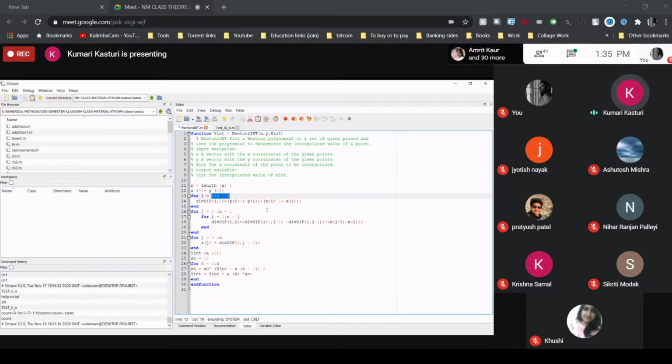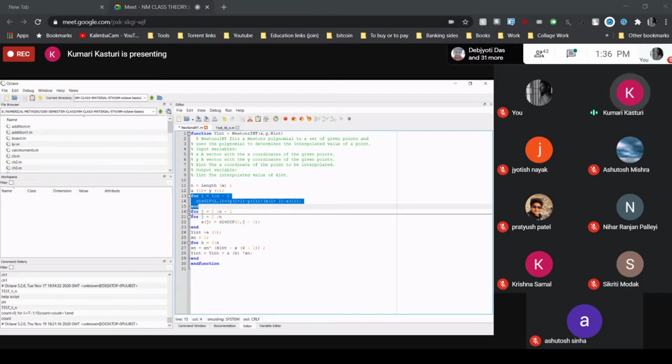Automatically, the last one will be handled as per the code. Just see here, i plus 1. For the first one, whenever i is 1, it comes to y of 1 plus 1, means y2 minus y1 divided by x2 minus x1. That is nothing but the first element of the first divided difference. Similarly, every term will be calculated and the first divided difference will be calculated from this for loop.